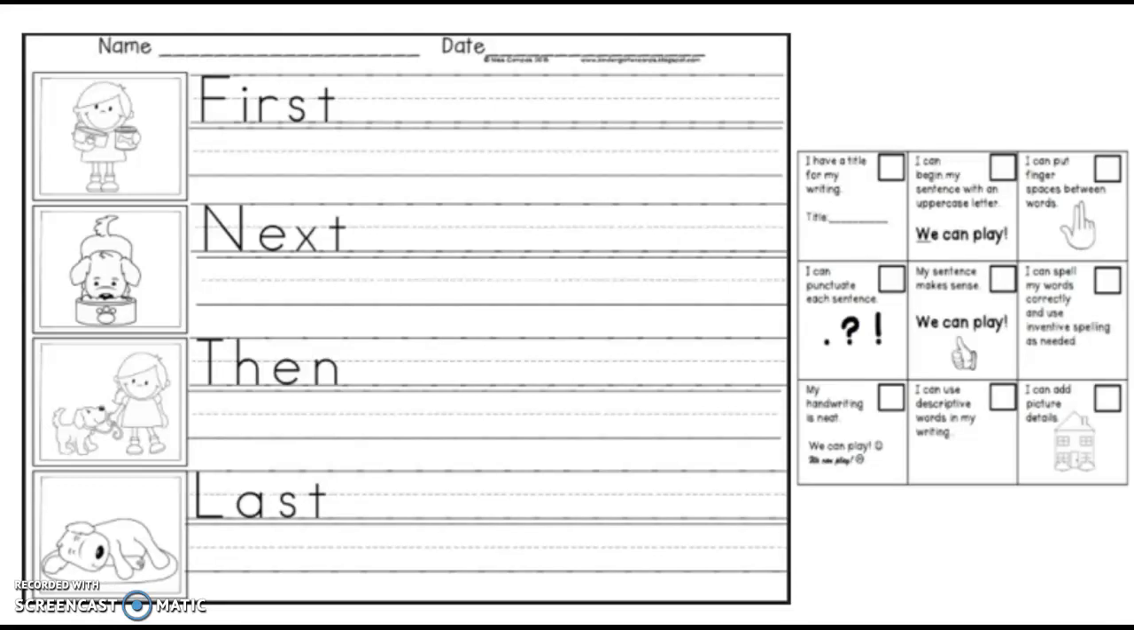Hi, boys and girls. Today I'm going to walk you through the expert level Fix It Up rubric with a sequencing story using transition words. The transition words we're using for this writing are first, next, then, and last. So I'm going to get started and look at the first picture.